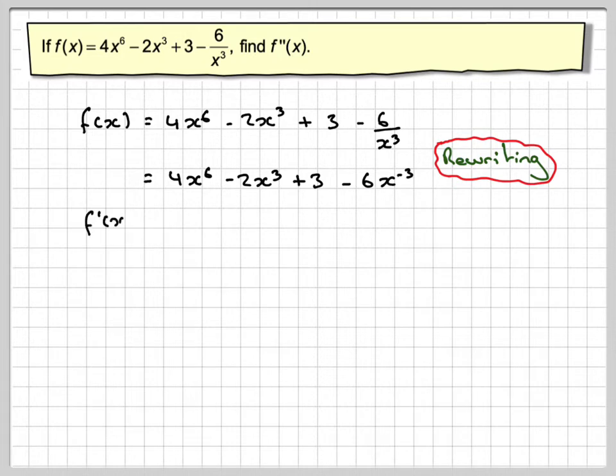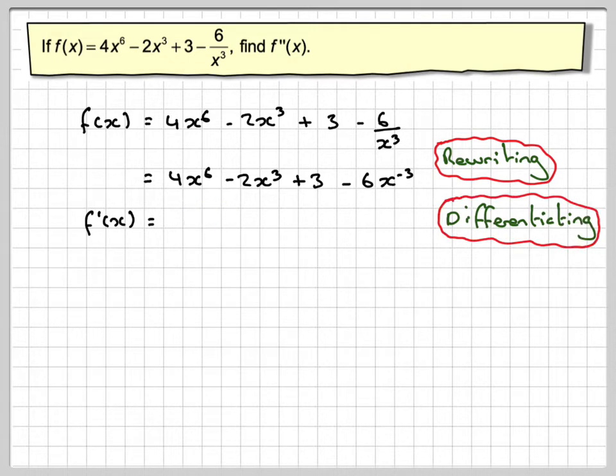Now we can actually differentiate, so we'll put f dash of x, so it'll be 6 times 4, which is 24x to the 5, minus 6x squared. When you differentiate a constant, it becomes nothing, and then here the sign will change. It will become plus 18x to the minus 4.